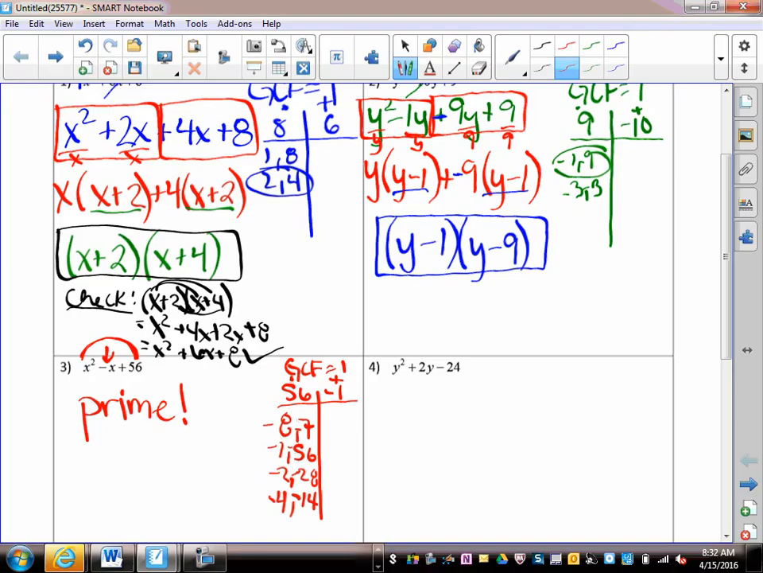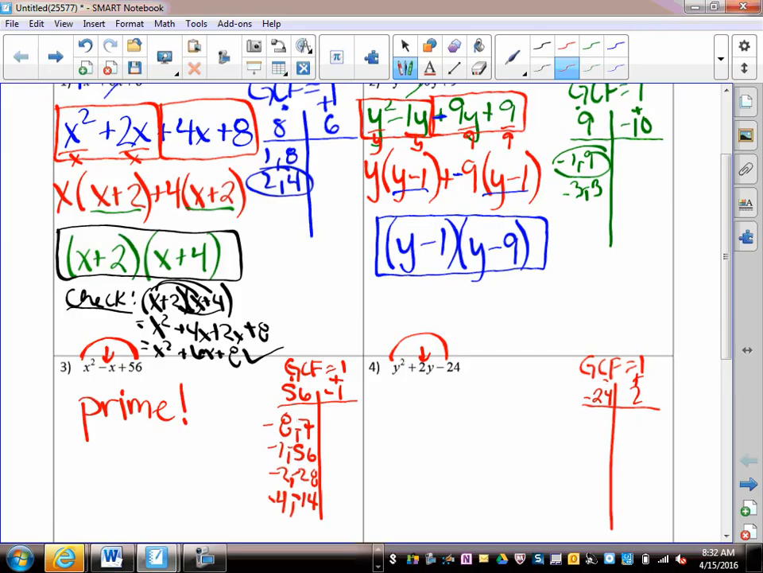Okay, number 4. Is it in standard form? Yeah. What's my GCF? 1. Good, 1. So we don't need to factor it out. Time to do our T-chart. Negative 24. Good, negative 24. Adds to 2. Alright, so what two numbers satisfy that?